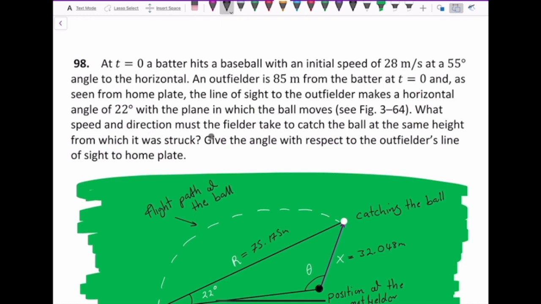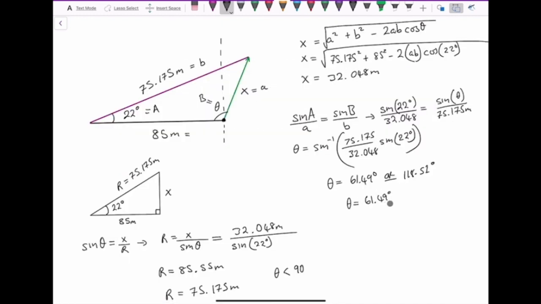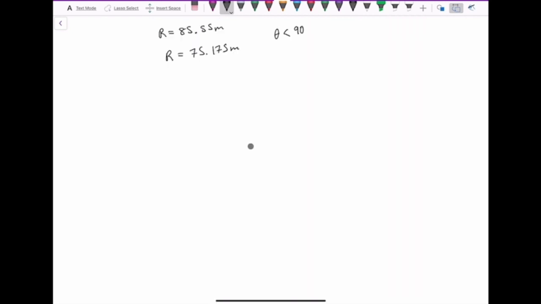We were asked what speed and direction must the outfielder take to catch the ball at the same height from which it was struck. So we found the angle at which he's going to run. Now we need to find the speed. How do we find the speed? In order for him to catch the ball at the same height at which it was struck, we assume that the time of flight is going to be the time that he's going to take to catch the ball.